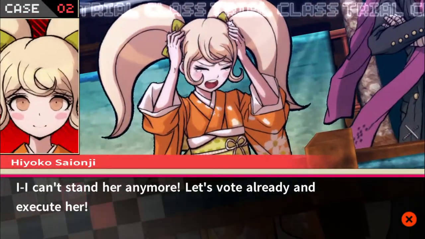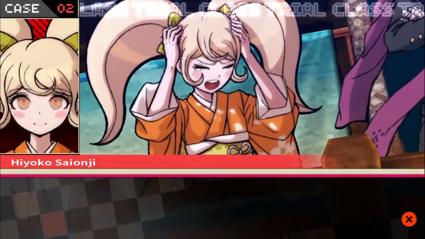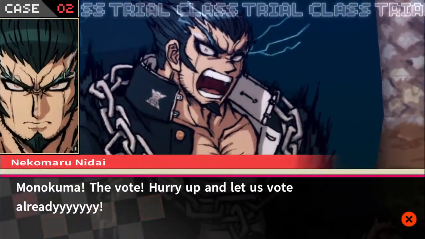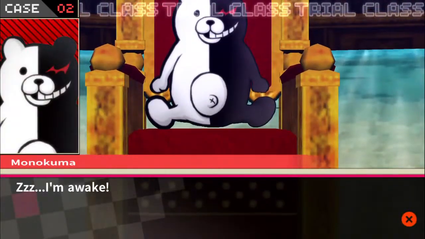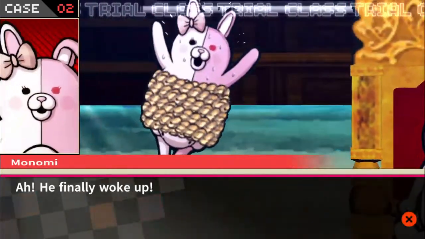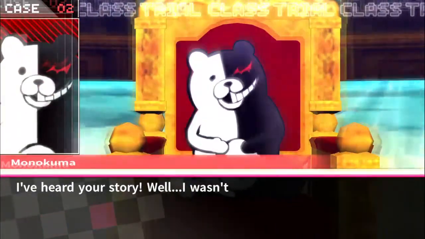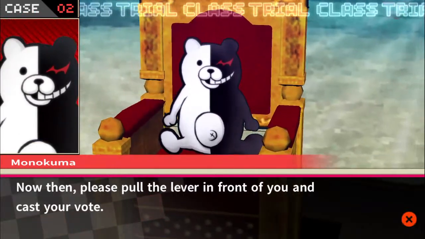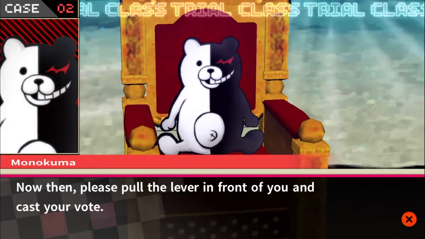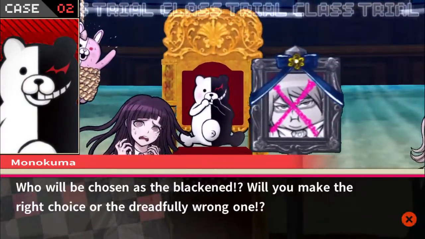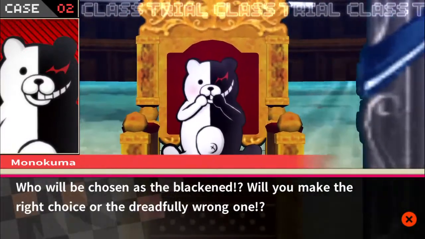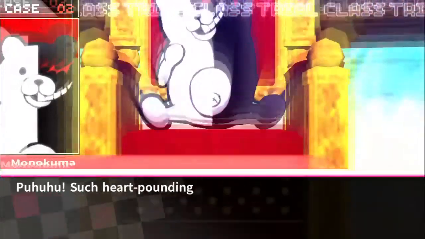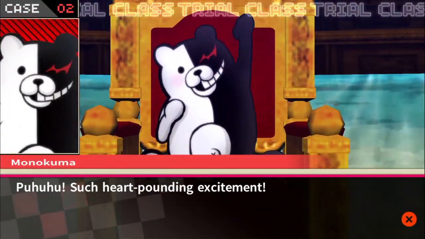I can't stand her anymore! Let's vote already and execute her! However, before we do that... Monokuma, the vote! Hurry up and let us vote already! I'm awake! Ah! He finally woke up! I've heard your story! Well, I wasn't listening, but who cares? Now then, please pull the lever in front of you and cast your vote! Who will be chosen as the blackened? Will you make the right choice or the dreadfully wrong one? Such heart-pounding excitement!